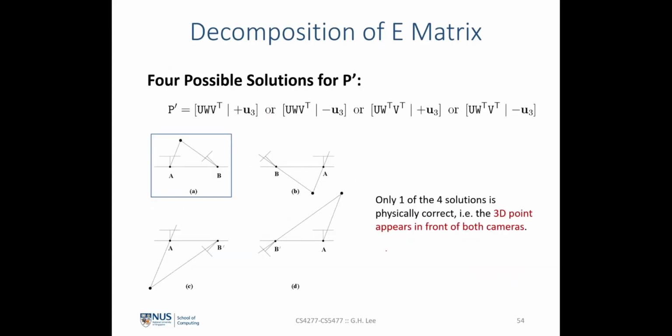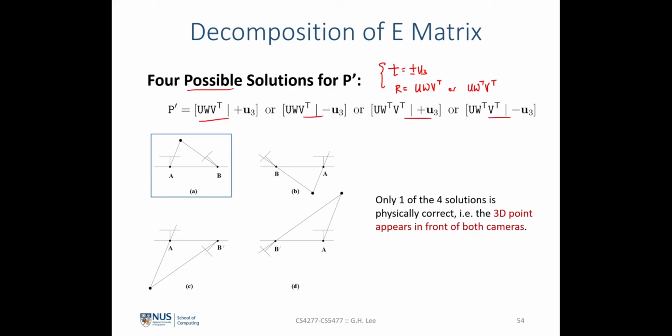So from the previous slide, we saw that the translation vector can be equal to plus minus U3, and the rotation matrix can be equal to U multiplied by W multiplied by V transpose, or U multiplied by W transpose multiplied by V transpose. Hence, altogether, we will be able to get 4 possible solutions for the camera matrix P prime, which is given by these 4 solutions over here.